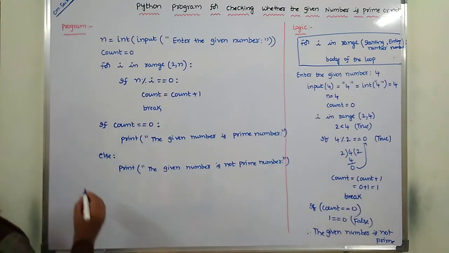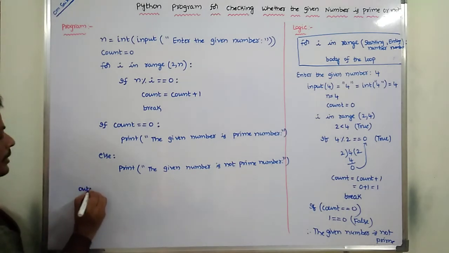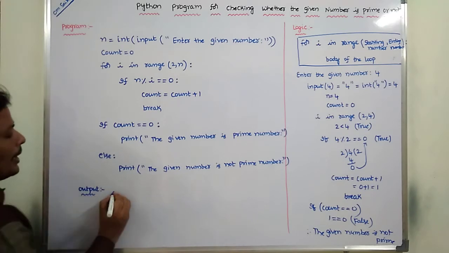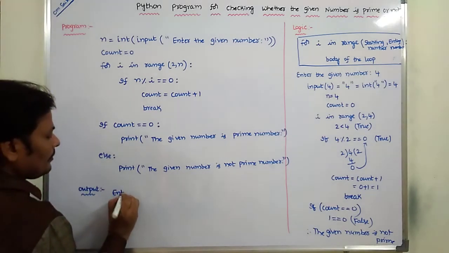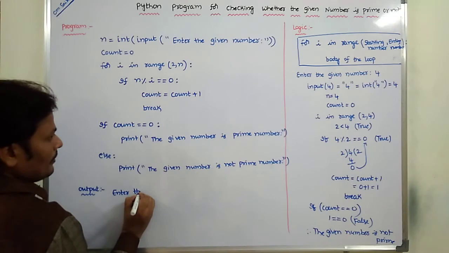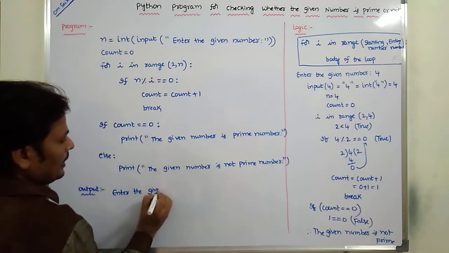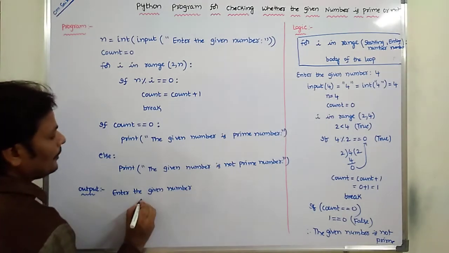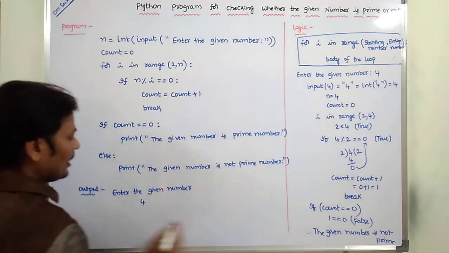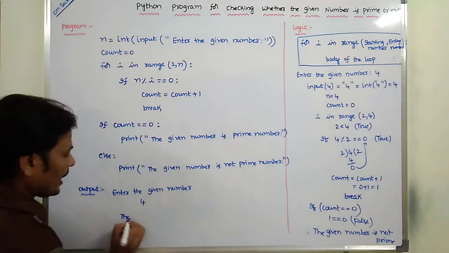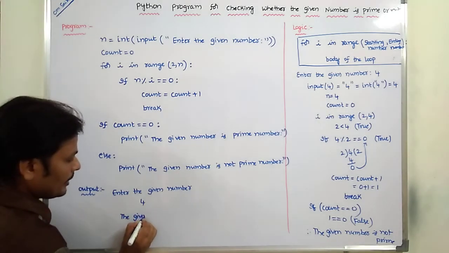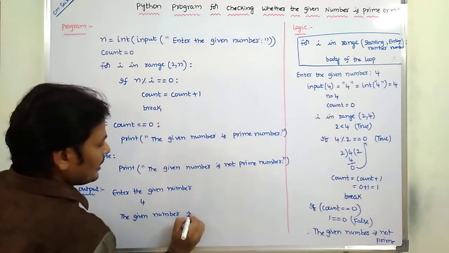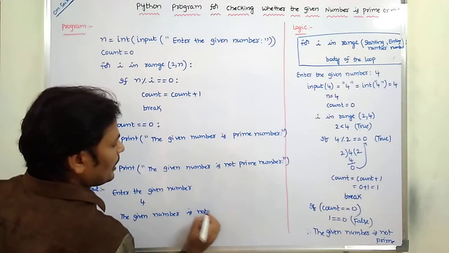Now what is the output of the program? Enter the given number, that is 4. So the answer is: the given number is not a prime number.